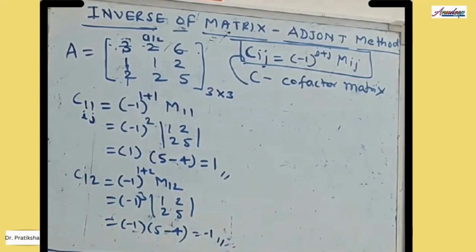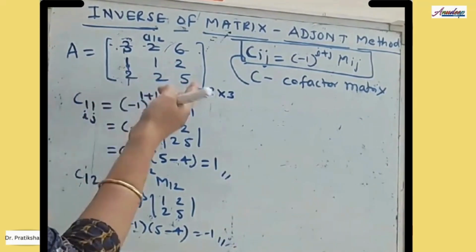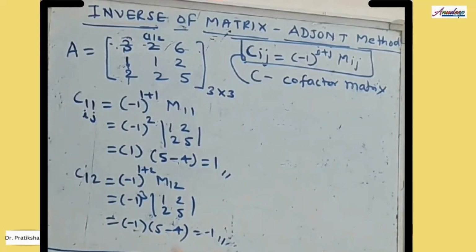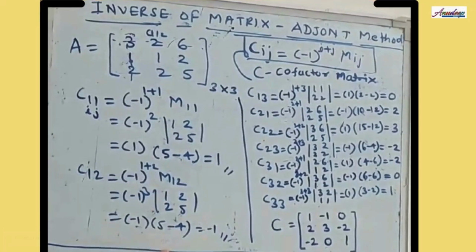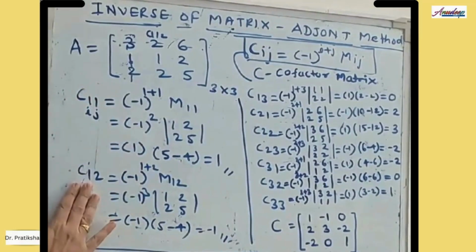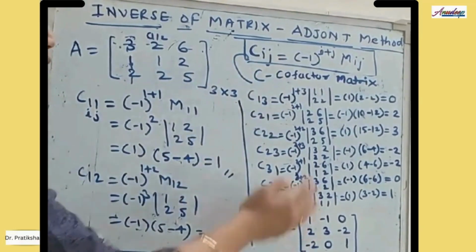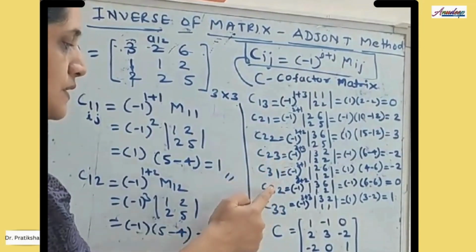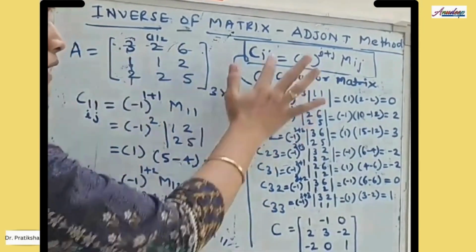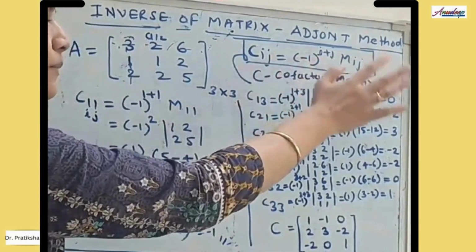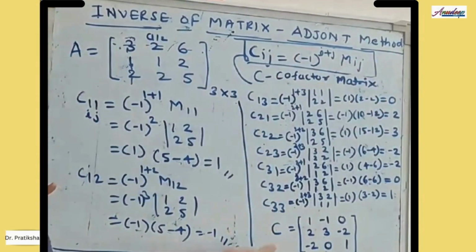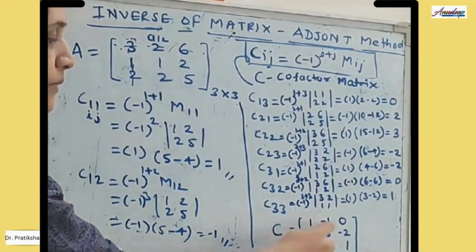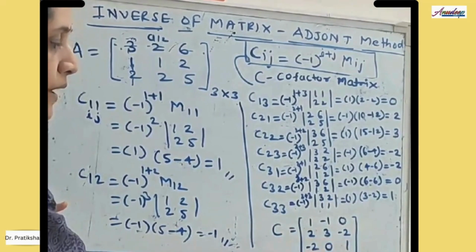So this is how we are going to calculate cofactor elements. Like we have 9 elements in A, we will be getting 9 such corresponding elements in the cofactor matrix. Let us evaluate it further. Like we have calculated the elements C11 and C12, let us now calculate the other elements, that is C13, C21, C22, C23, C31, C32, and C33, using the same formula, Cij is equal to minus 1 raised to i plus j into Mij. So this is how you will get it when you evaluate. And finally, we can write the cofactor matrix elements in their positions, and we obtain it as 1, minus 1, 0, 2, 3, minus 2, minus 2, 0, 1.